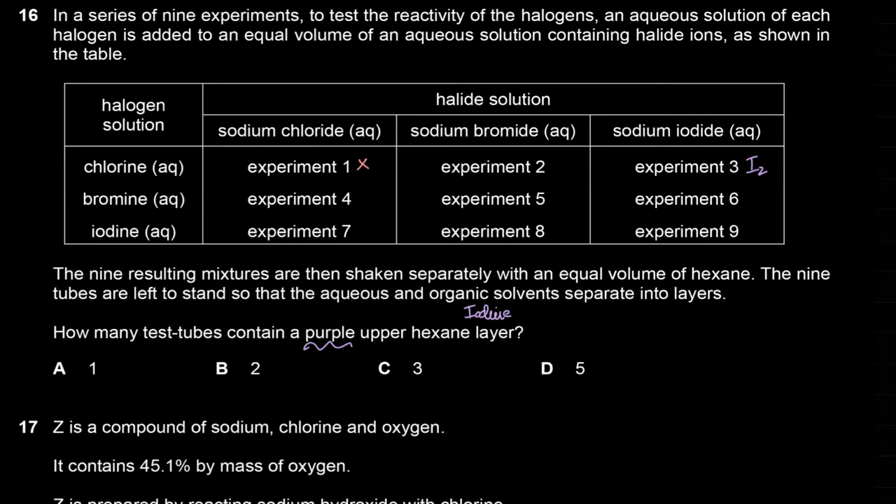Now, what about bromine? We don't care about bromine and chloride, and we don't care about bromine and bromide either. Will bromine be able to oxidize iodide? Again, yes, because bromine is a stronger oxidizing agent than iodine. So bromine will be able to oxidize iodide. So we're going to get iodine again. Now, in this particular case, would iodine be able to oxidize chloride over here?